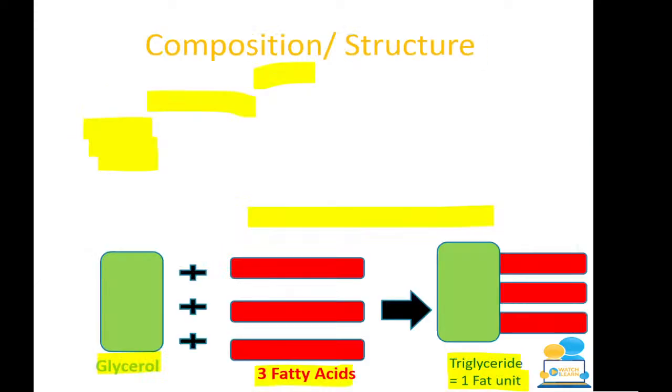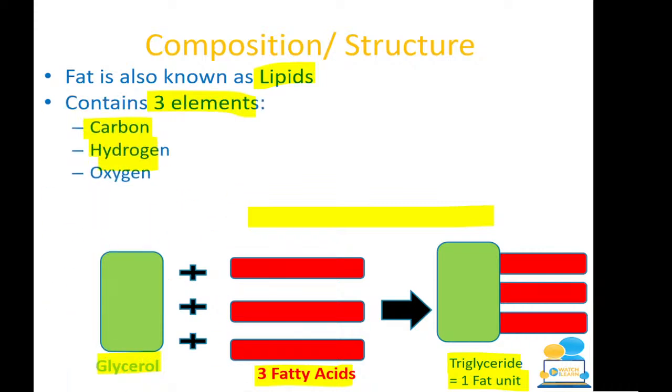So composition or structure. So whilst this might look a bit sciencey and a bit scary, it's actually not too bad when you break it down. So fats are also known as lipids. When you want to leave insert homework, they refer to them as lipids. So if you do happen to see it come up in a question as lipids, they're just talking about fat. But in general, they're just going to call it fat. So fat is made up of 3 elements. So in this case, it's carbon, hydrogen and oxygen. And you'll note that it doesn't have the nitrogen because only protein has that.